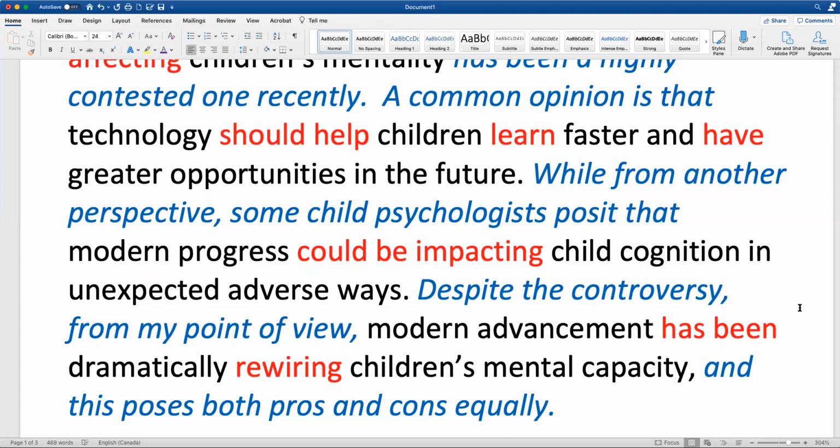And now we close with our thesis where we need to say something about the cause and the effect. Okay, go ahead. Andrew? Despite the controversy, from my point of view, modern advancement has been dramatically rewiring children's mental capacity, and this poses both pros and cons. Good.